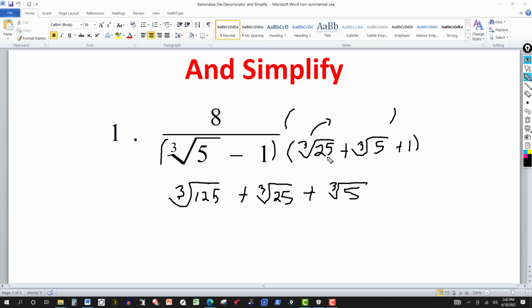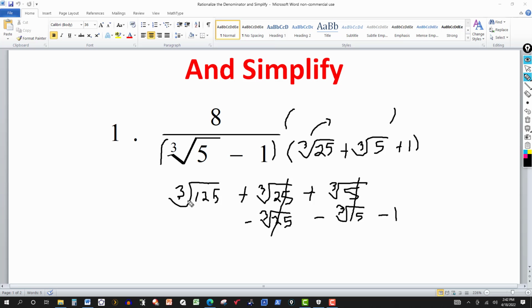Now let's multiply everything in the right parentheses by negative 1. So negative 1 times cube root of 25 is negative cube root of 25. Negative 1 times cube root of 5 is negative cube root of 5. And negative 1 times 1 is negative 1. These cancel out. Cube root of 25 minus cube root of 25 goes to 0, and cube root of 5 minus cube root of 5 goes to 0.